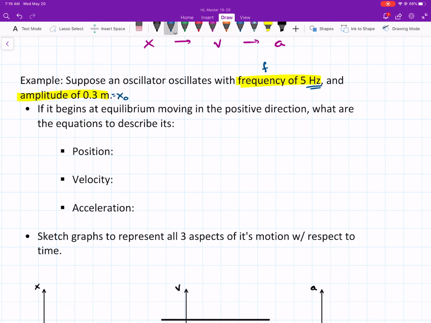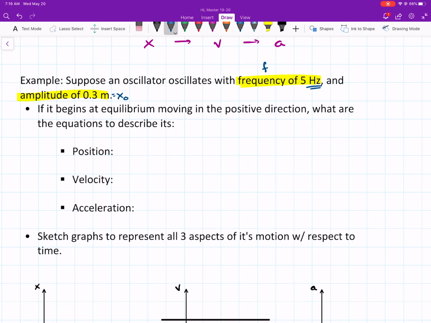So if we're going to write out these equations, we can actually take our rules from up above. Now, the thing that we need to think about here is we can't just always assume that this is going to be a cosine graph for the first one. So we don't just jump right to that. We need to use information in our question to help us figure out what that first graph is going to be. So if it's beginning at equilibrium, that's going to mean somehow it's going to have to be a sine graph. And the reason that we know that is if it's starting at the origin, that's going to be a sine graph.